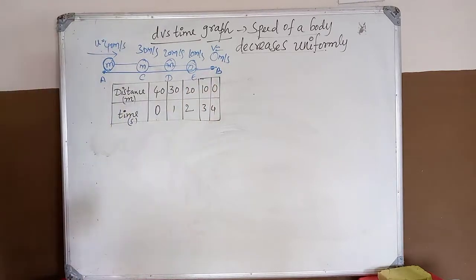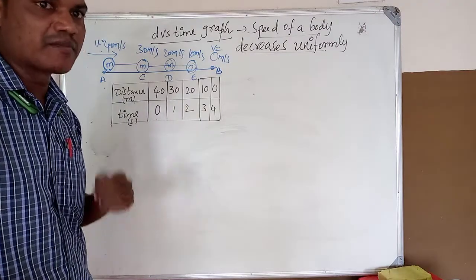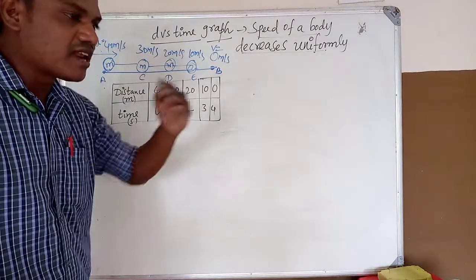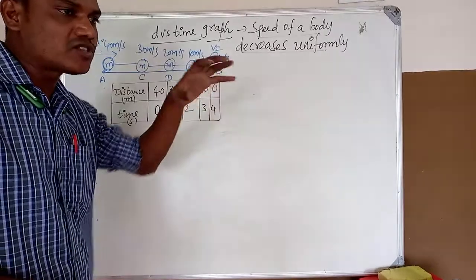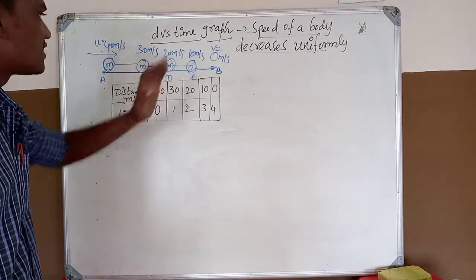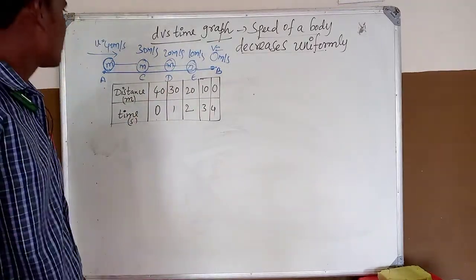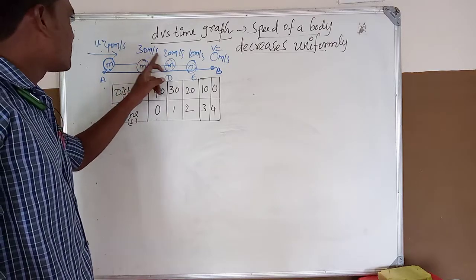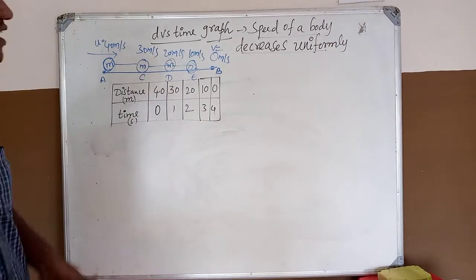Like this, we observe that when you are a person in a bus or in a car, if the driver applies the brakes, further he cannot apply any force on the accelerator. That's why the speed of the body decreases continuously and finally comes to rest. That's why 40 to 30, 30 to 20, 20 to 10, 10 to 0. Like this we have considered.